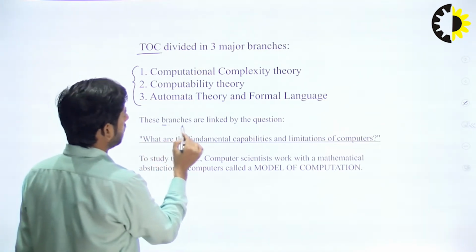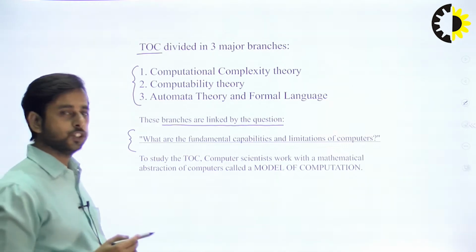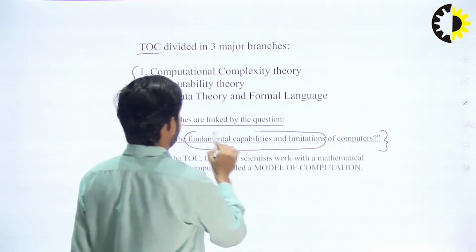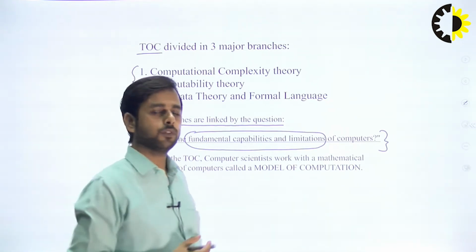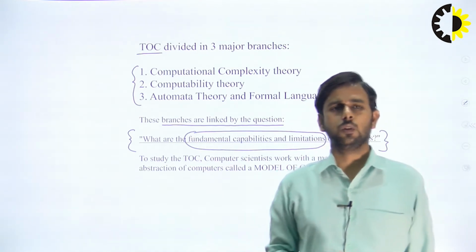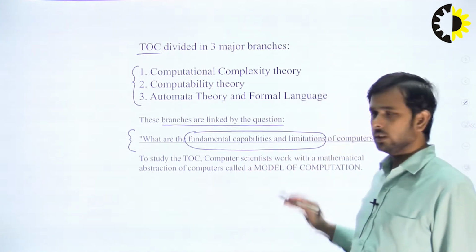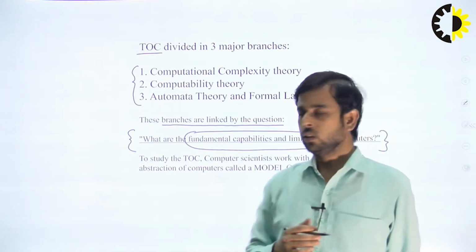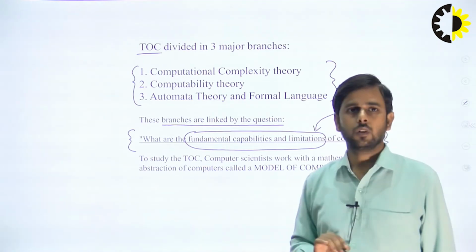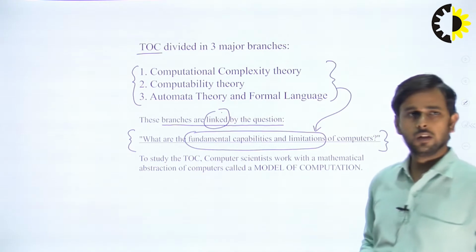These three branches are linked by one question. What is that question? What are the fundamental capabilities and limitations of computers? It means what type of computations or problems can be solved by computers, and what type of problems cannot be solved by computers or can be solved only partially. This question tells the capability of the computer, and limitation means that some particular type of problem cannot be solved by a computer. So all three branches deal with this one question and are linked by it.